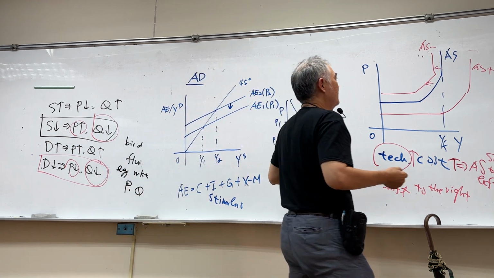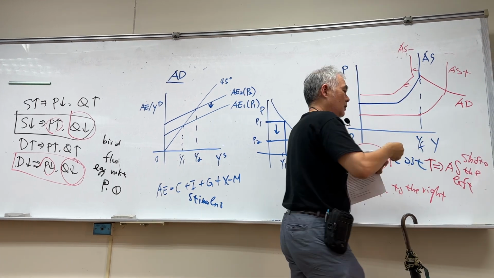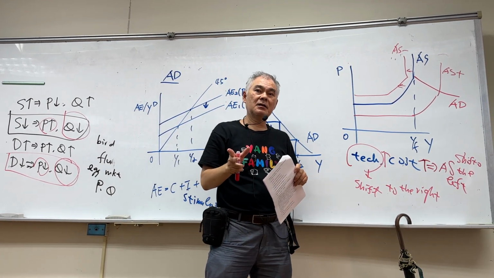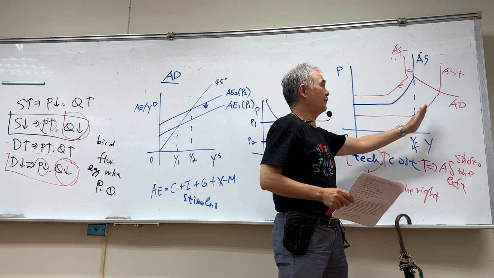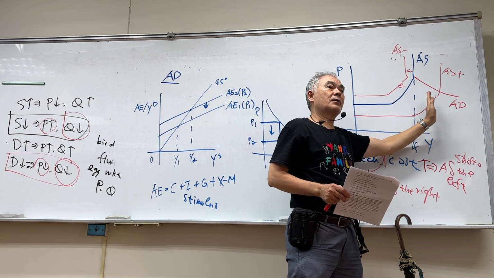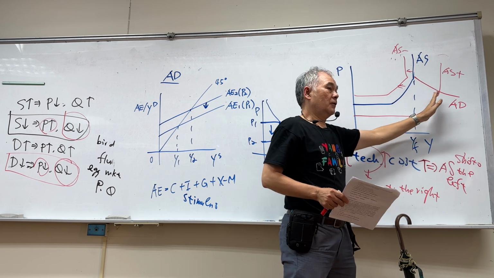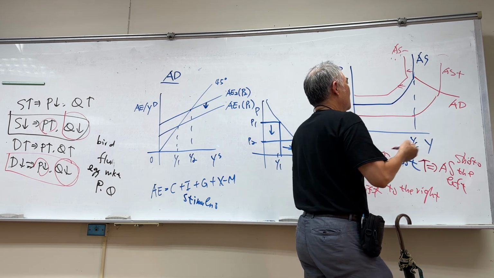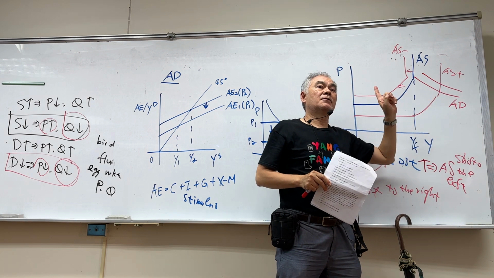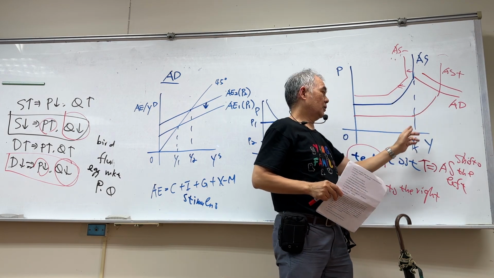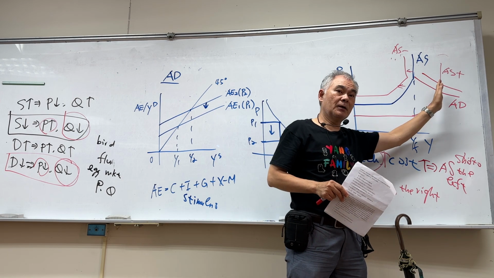Let us say the economy is already at full employment, so it is here, right? If you increase aggregate demand, what would you get? The only thing you get is inflation. There is no increase in production level, because the production level is already at full employment.